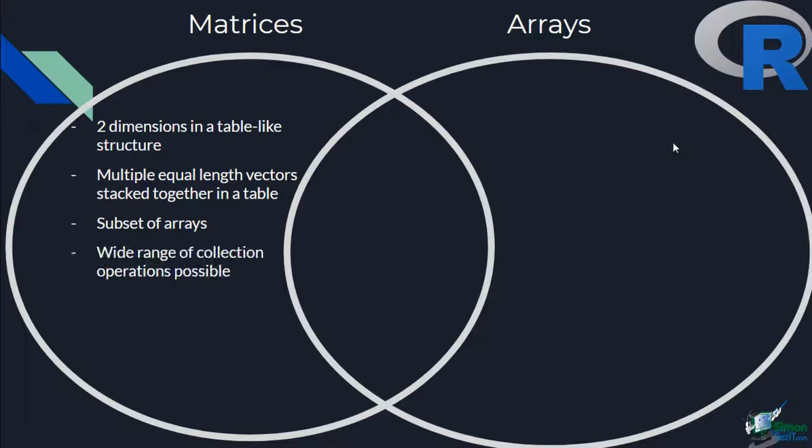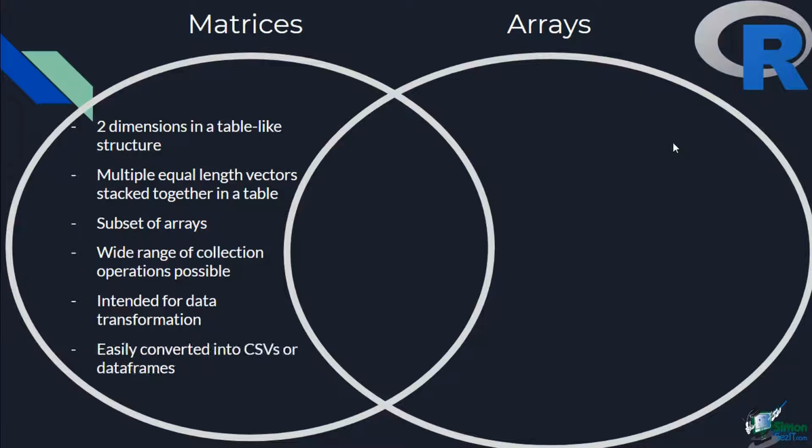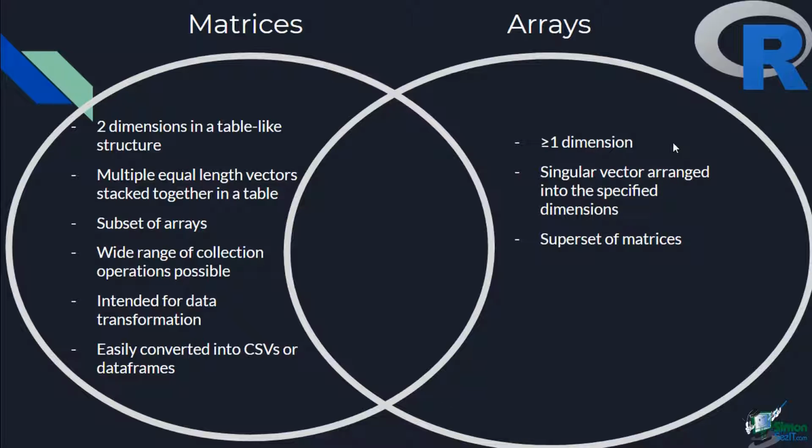They have a wide range of collection operations that are possible with them, and they are intended for data transformation. They are also easily converted into CSVs or data frames. For arrays, we talked about how matrices are two-dimensional. Well, arrays are one to multiple dimensions. They are a singular vector arranged into the specified dimensions. They are a superset of matrices.